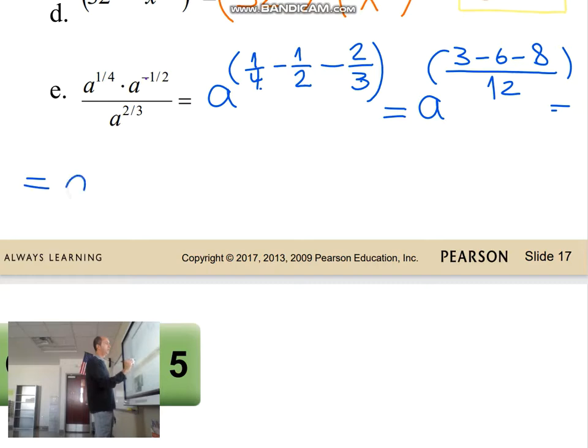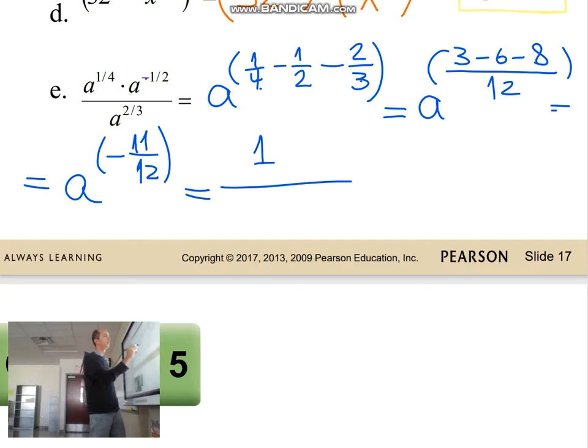The exponent will be 3 minus 6, negative 3, minus 8, negative 11. Negative 11 over 12. And if I have a negative exponent, we can write it as the inverse, 1 over A exponent 11 over 12. Okay. This is the right answer.